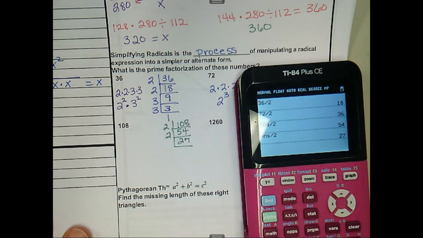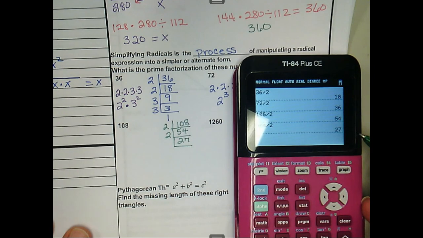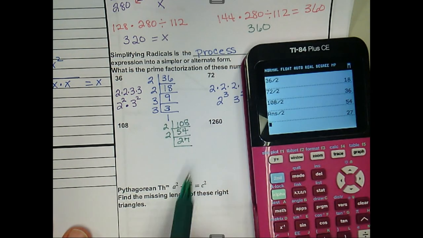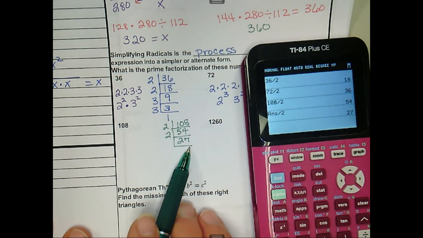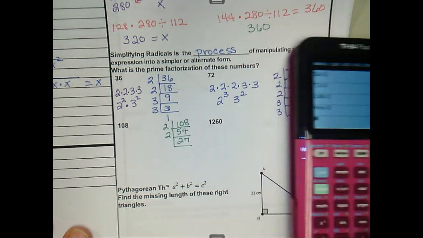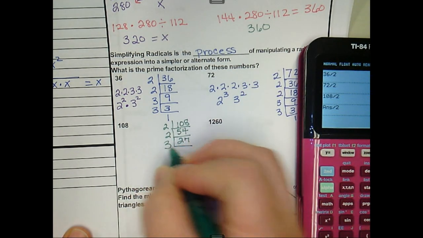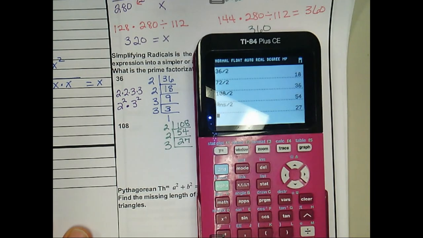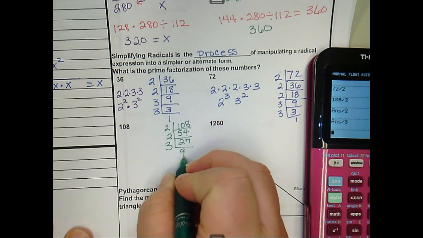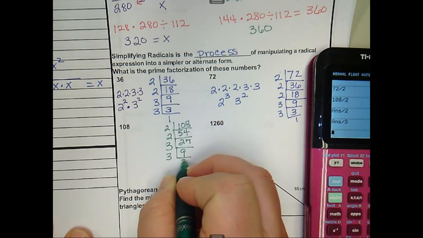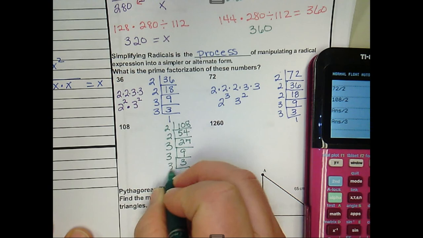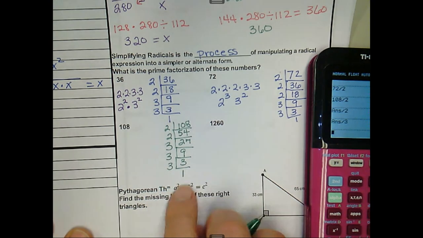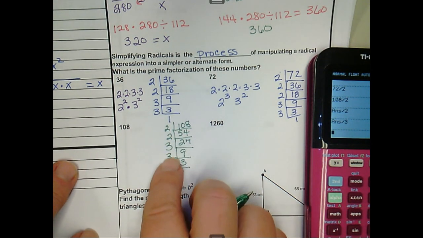27 is not even. Is it divisible by 3? What we look at, 2 plus 7 is 9. 9 is divisible by 3, so 27 is divisible by 3 also. Divide it by 3, I get 9. Divide it by 3, I get 3. 3 is a prime number. Divide it by 3, I get 1. When you get 1 down here, you are done. 1 and done. So I've got 2 times 2 times 3 times 3 times 3.